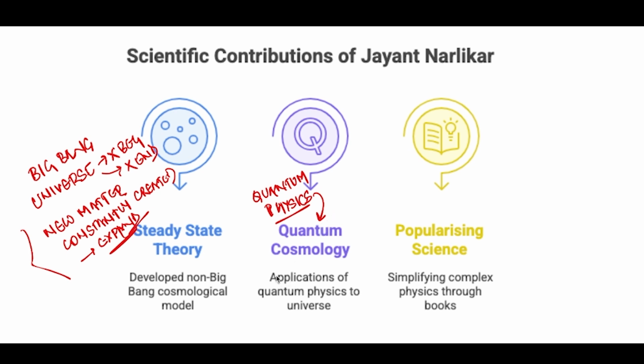Now, when it comes to Narlikar's contribution, he combined quantum theory with Einstein's theory of gravity using something known as Mach's principle, which says that the motion of one object is affected by the rest of the universe. So he showed that the properties of space and time could emerge from the interaction among particles and not from a fixed background, a very modern and deep concept. At the same time, he was extremely involved with the popularization of science, simplifying complex physics through books.